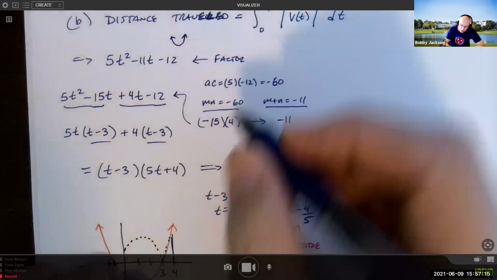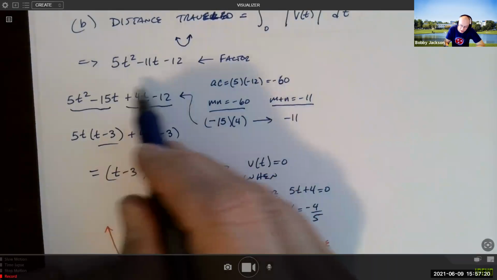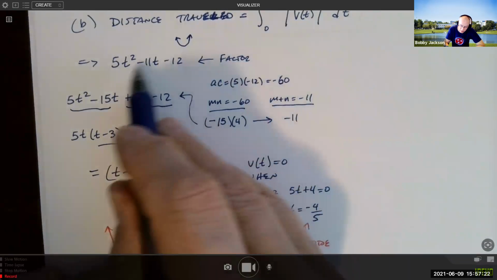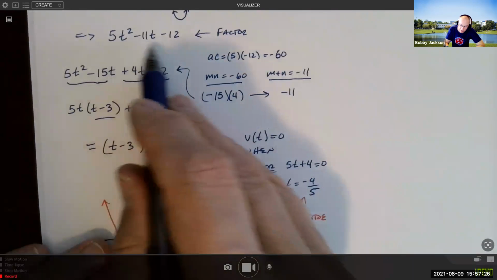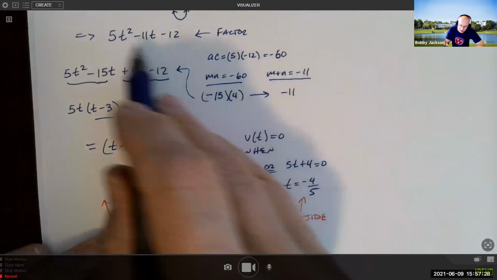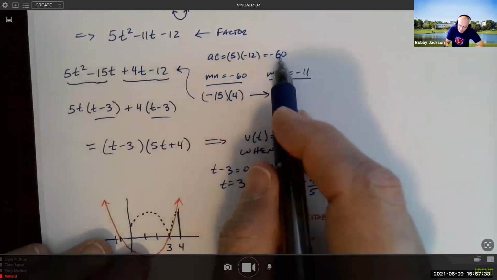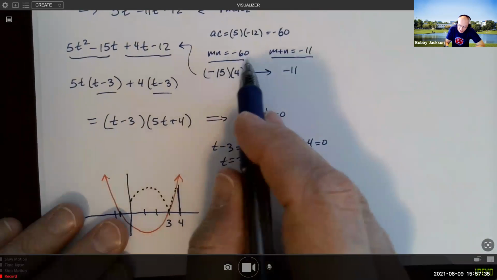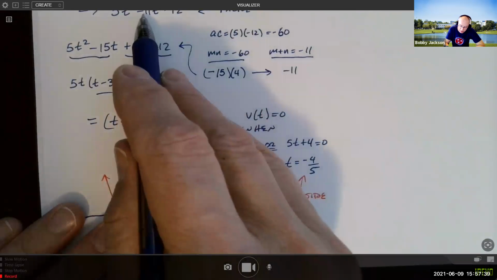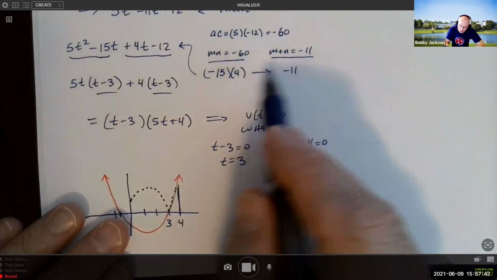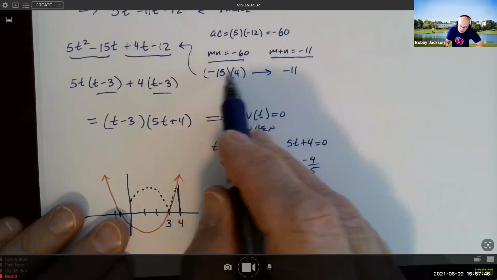I just need to know where the x-intercepts are. So I'm going to do that by factoring this expression to find out what values of t will make it 0. And so, you can factor by trial and error. If you want to use the AC method, A is 5, C is negative 12. It gives me a product of negative 60. So I'm looking for two factors that multiply to negative 60 but add together to give me b, the coefficient of t, which is negative 11, and the answer is negative 15 and 4, right? Multiply gives me negative 60, add them together, negative 11.